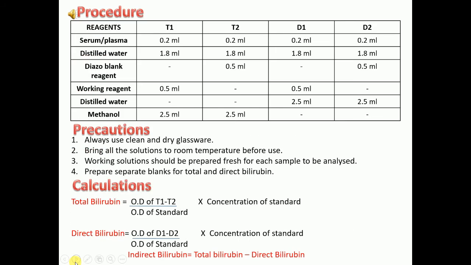So the procedure for this we will be doing in lab. You just note down right now here, we will be doing in our labs. The precautions which we are going to take is that we all have to use clean and dry glassware. We have to bring all the solutions to room temperature before we use them, and the working solution should be prepared fresh for each sample to be analyzed. Prepare separate blanks for total and direct bilirubin.